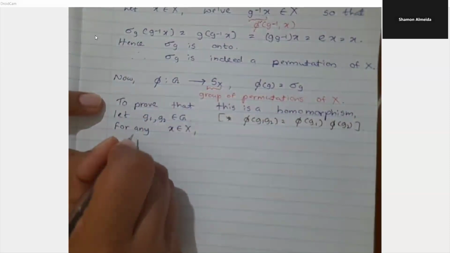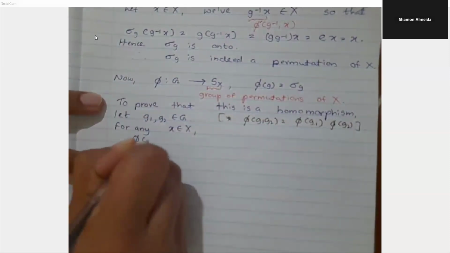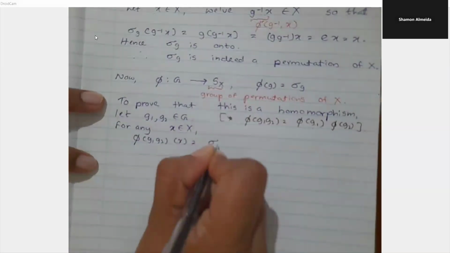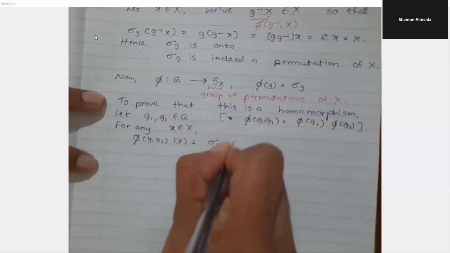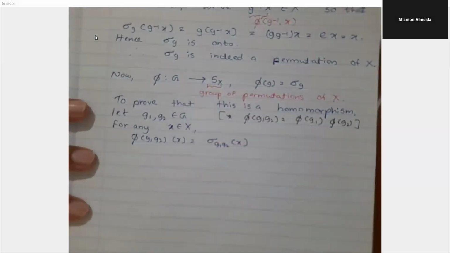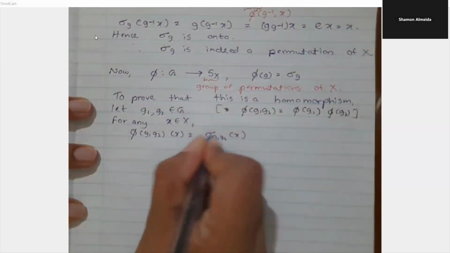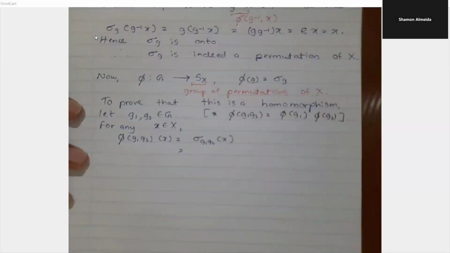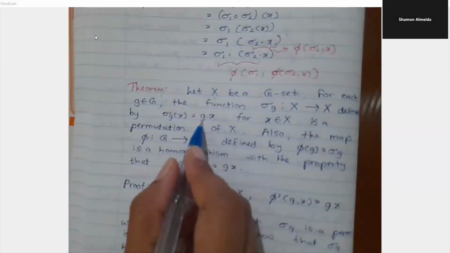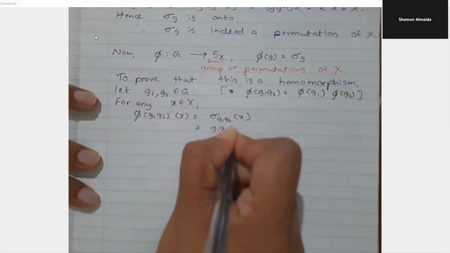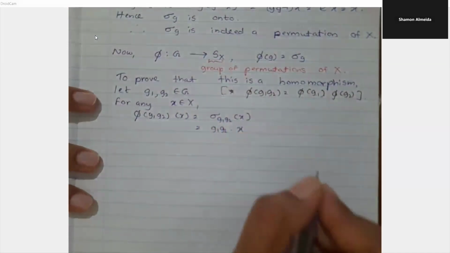We have phi of G1, G2 of x equal to sigma G1, G2 of x, right? And sigma G is defined to be Gx. So we have G1, G2 x.